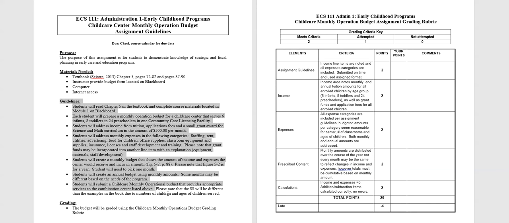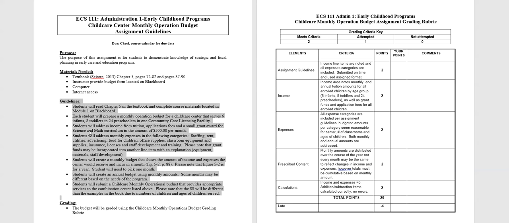So our guidelines for the assignment: number 1, read chapter 5 in the textbook and complete the materials located in, it's actually module 2 on Blackboard. I'll make that correction. You're also going to prepare a monthly operational budget for a child care center, and I have numbers of children here because that affects your income. So there'll be 6 infants, 8 toddlers, and 24 preschoolers, and this will be a licensed child care facility.